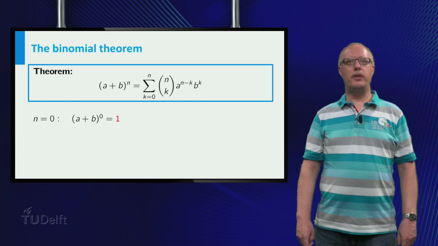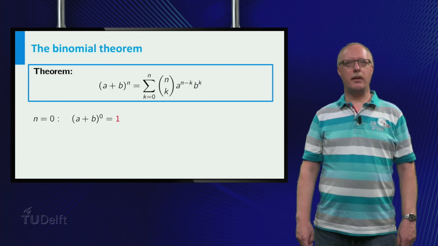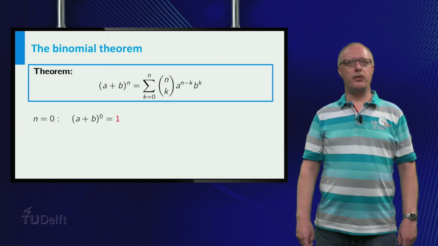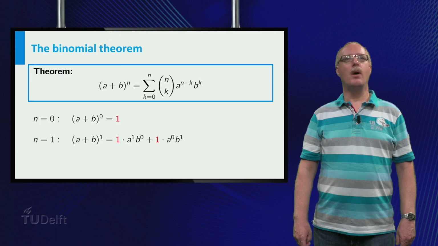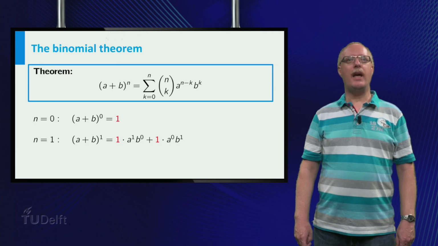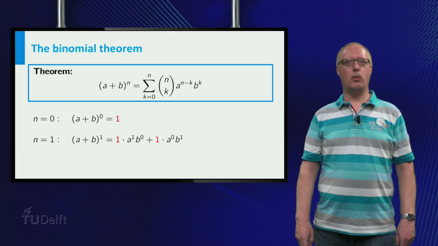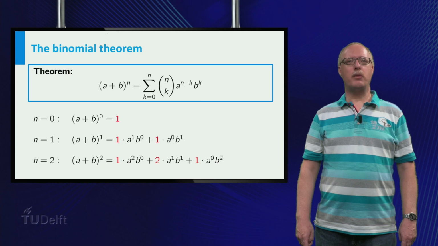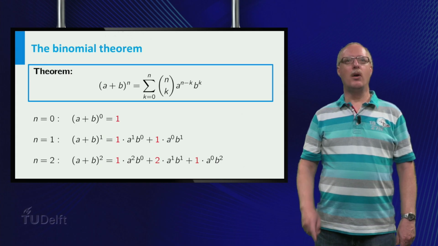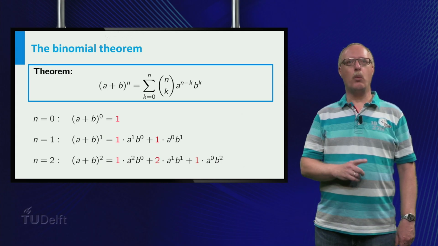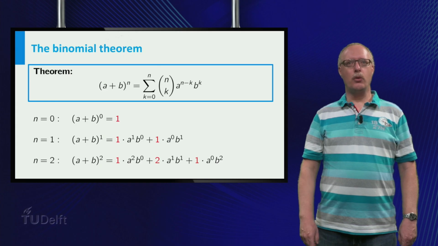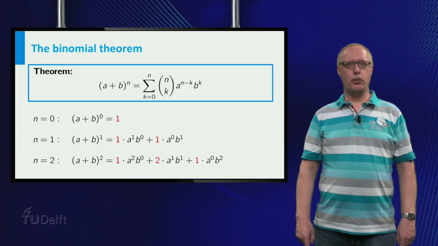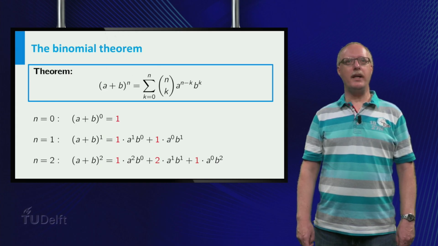For n equal to 0, this is just 1, because 0 choose 0 equals 1. For n equal to 1, we have a + b, because 1 choose 0 equals 1, and 1 choose 1 equals 1. For n equal to 2, the coefficients are 1, 2, and 1 again, because 2 choose 0 and 2 choose 2 both equal 1, and 2 choose 1 equals 2.